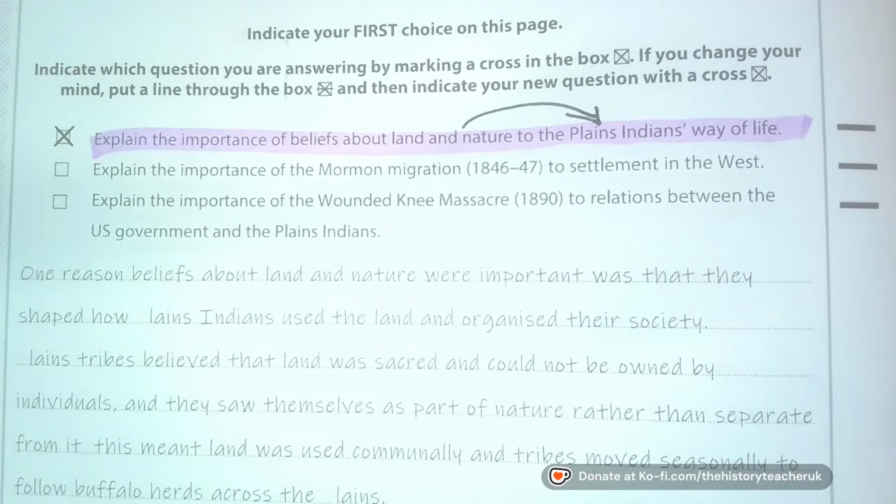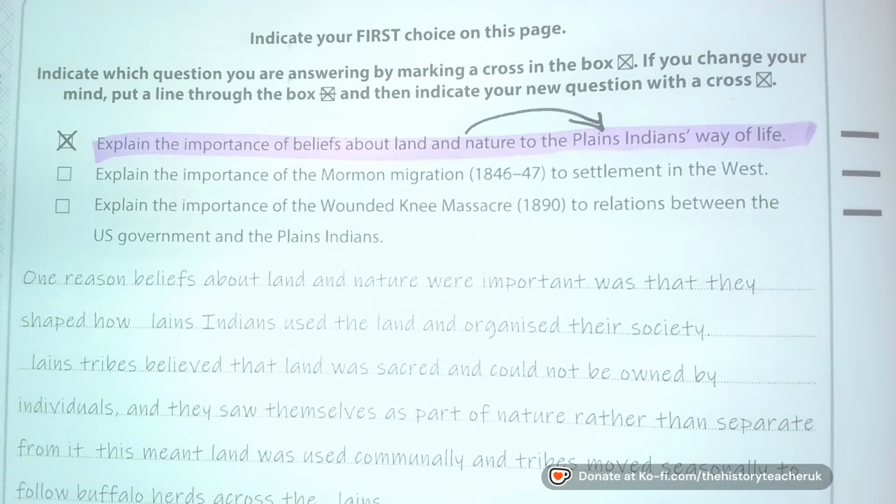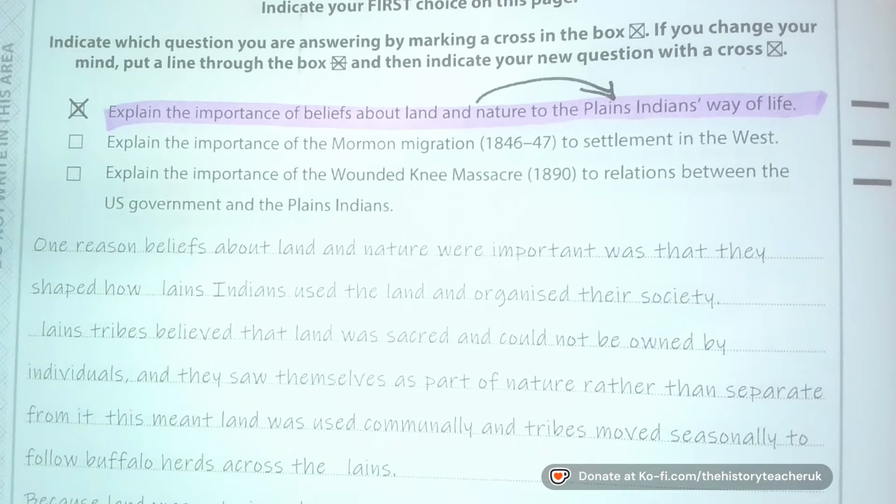This is quite a nice one, really. I think this is a nice question because we all know these ones. The nice questions that we did right at the beginning of the module about beliefs about land and nature and that kind of thing. So, this is a lovely one. You want to be aiming for 2 paragraphs. You want to be aiming for just explaining why it's important. So we're going to do a point, evidence, explain paragraph.